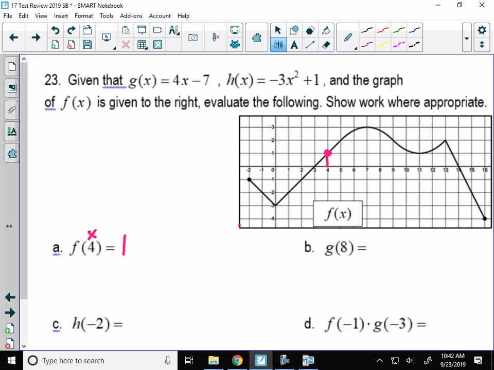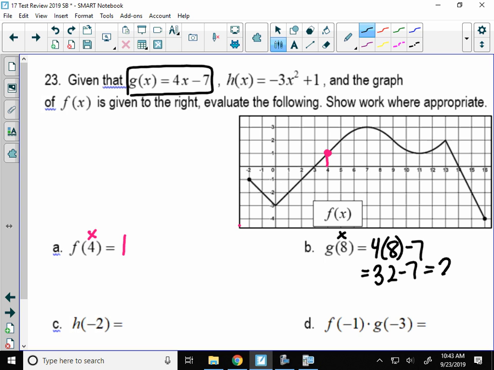B is also equally as simple, g of 8. That 8 is in the parentheses. So I'm going to put 8 in for x in g. So 4 times 8 minus 7. Well, 4 times 8 is 32. And 32 minus 7 is 25.